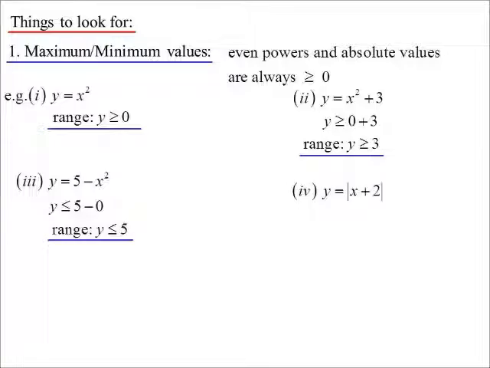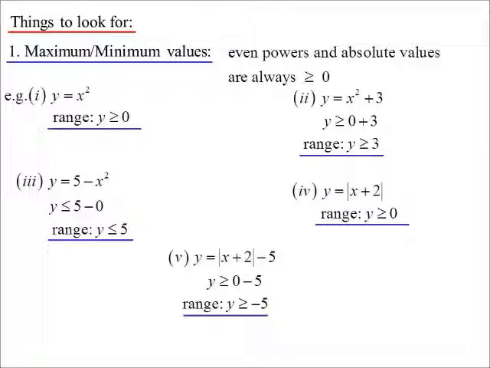Absolute value of x plus 2. Again, which absolute value has to be greater than or equal to 0. Absolute value, but now I'm subtracting 5. It's the same sort of idea. That one's y is greater than or equal to minus 5. Again, knowledge of the basic curves makes it so much easier. So if you know what the picture is, you just go, oh yeah, right, that's your domain, that's your range.